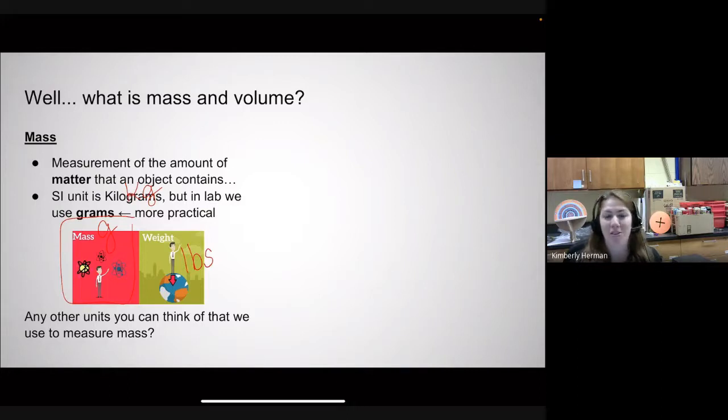Now, are there any other units you can think of that we use to measure mass? We already talked about that we could use pounds. In the kitchen, a lot of times we see ounces, or if we're across the pond, you might even see that they measure their masses in stones, meaning that for every one stone, that's 14 pounds. Now, that's a conversion, especially if you're like, oh, it weighs 5 stones, and then you have to do 5 times 14 and figure out how many pounds it is.